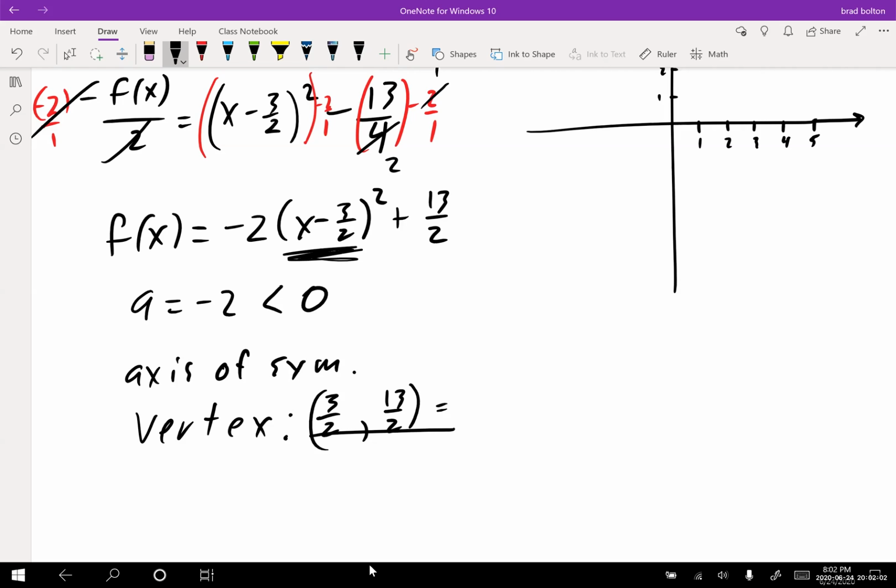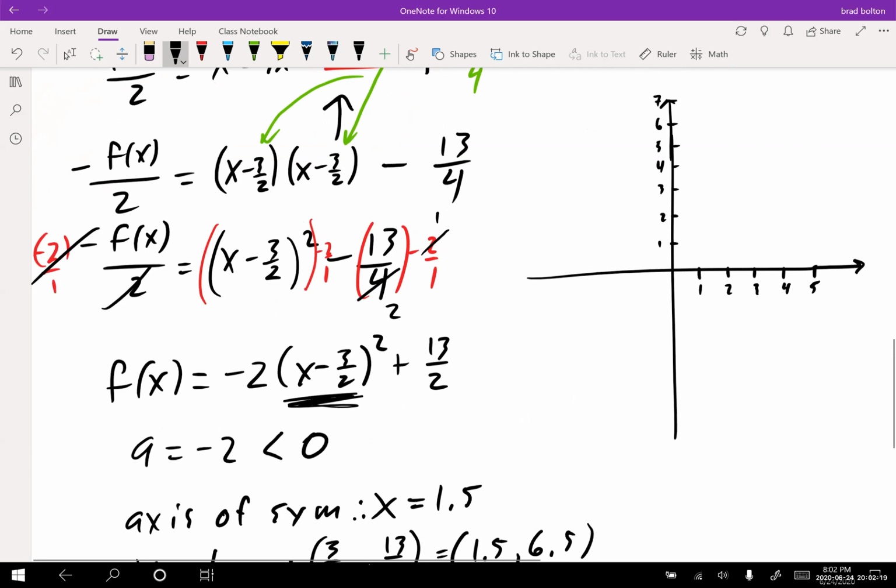13/2. Now, if you guys don't like that, then do 1.5 comma 6.5. I don't mind decimals as long as they're not rounded off. These are not rounded off decimals. These are exact, so I can graph with these a little better. And then my axis of symmetry would be x equals 1.5.